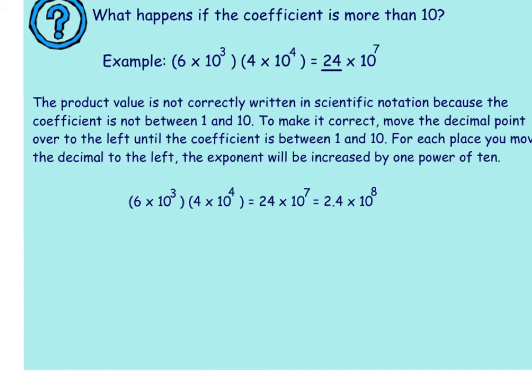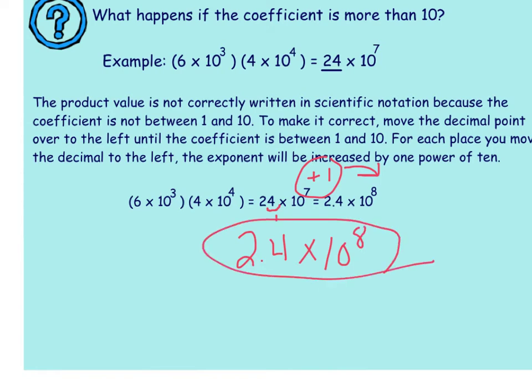You move the decimal place until you get it right there. So 2.4, and because it was a move of 1, we're going to add 1 to the 7. So 7 plus 1 is 8. You really don't have to write anything on this slide. It's kind of what we already did. So it's 2.4 multiplied by 10 to the 8th, and that's your answer.